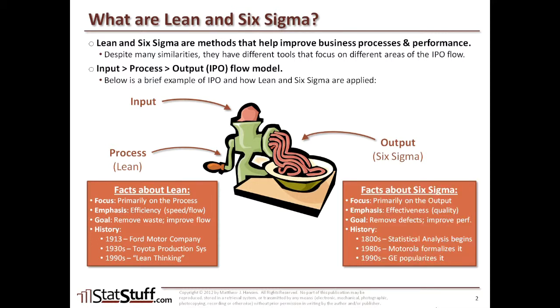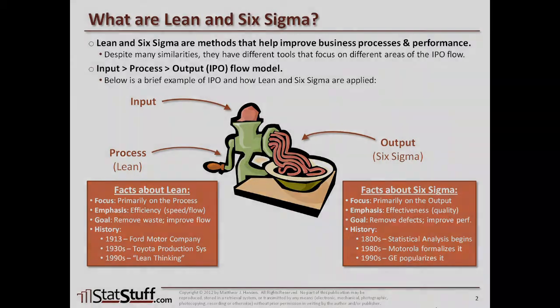Alright, now let's shift focus onto the output, which is where Six Sigma tends to take its focus. That is, by focusing on the output, it's more looking at the quality, accuracy, or the effectiveness of those things that are coming out of the process itself. The intent really is to identify and remove any defects in the outputs coming out of the process, and by identifying and removing those defects, you're improving the overall performance of the process itself. Now, it really began in the 1980s when Motorola formally identified what Six Sigma is, but it wasn't until the 1990s, just like with Lean, when GE was the one that really popularized Six Sigma across many different businesses.